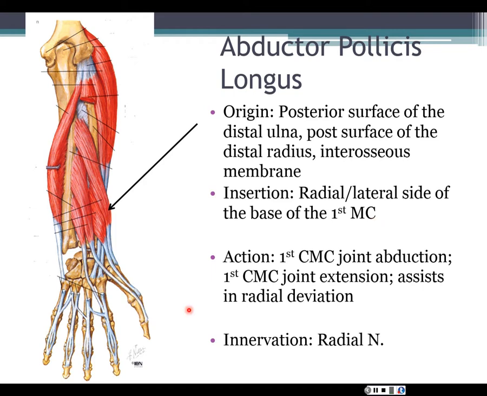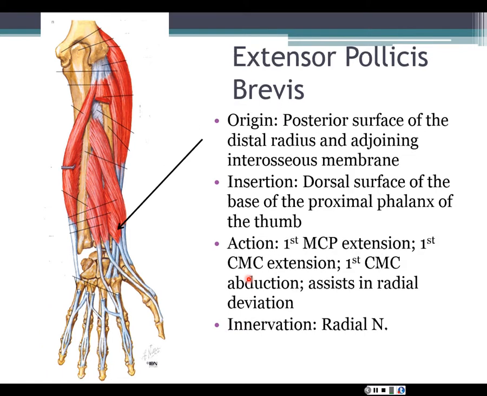And again, that's going to be down here. Our abductor pollicis longus is inserting at the base of the first metacarpal, all the way down at basically the anatomical snuff box. Then you're going to see your extensor pollicis brevis. The brevis is going to be shorter than the longus. It is going to be positioned right next to the abductor pollicis, but it's going to come down and insert into the base of the proximal phalanx.